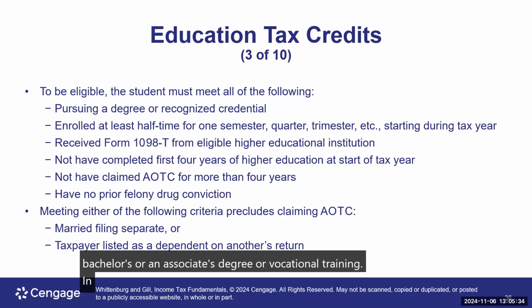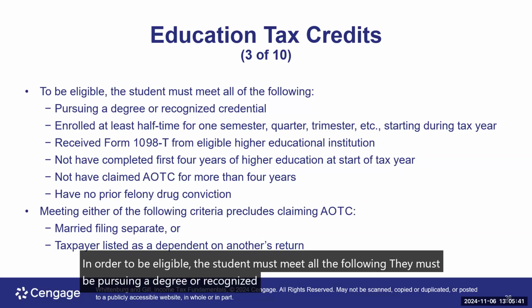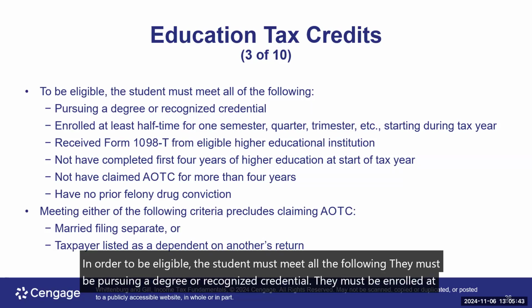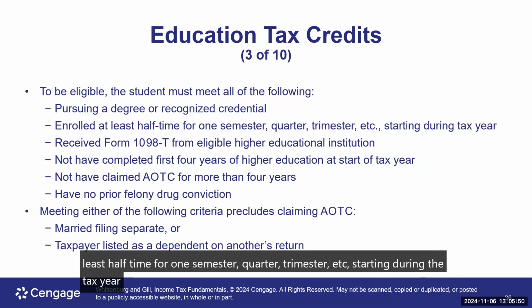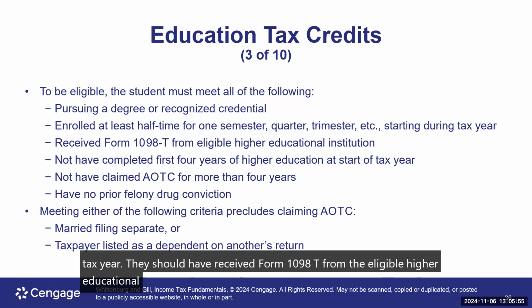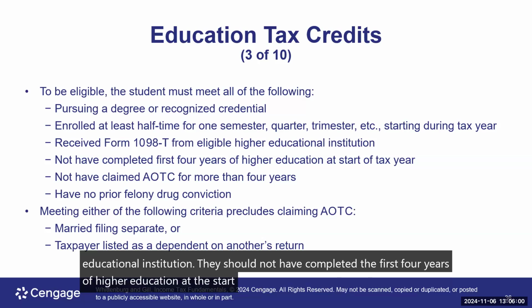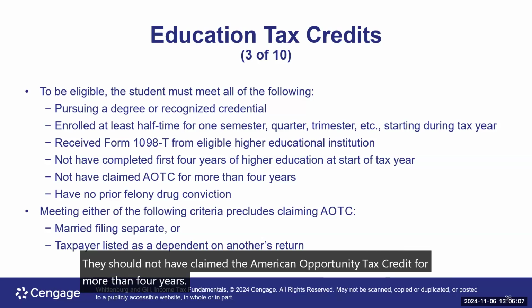In order to be eligible, the student must meet all of the following. They must be pursuing a degree or recognized credential. They must be enrolled at least half-time for one semester, quarter, trimester, etc., starting during the tax year. They should have received Form 1098T from the eligible higher educational institution. They should not have completed the first 4 years of higher education at the start of the tax year. They should not have claimed the American Opportunity Tax Credit for more than 4 years, and they should have no prior felony drug conviction.